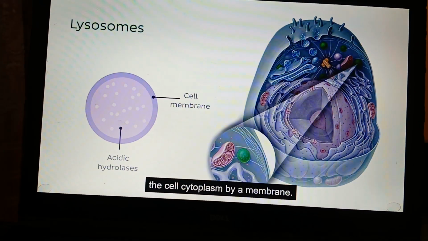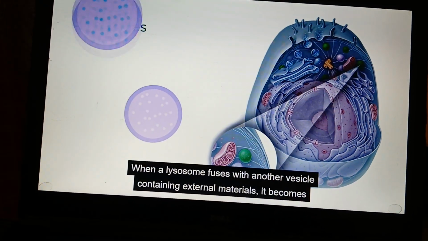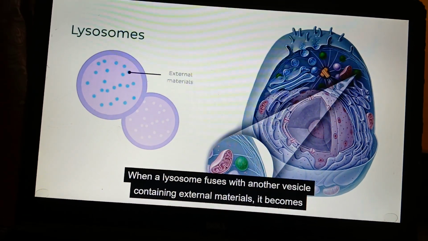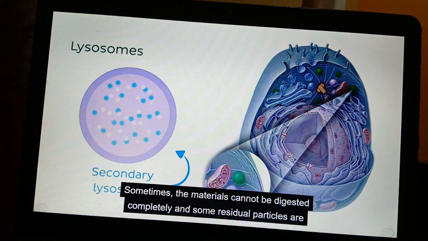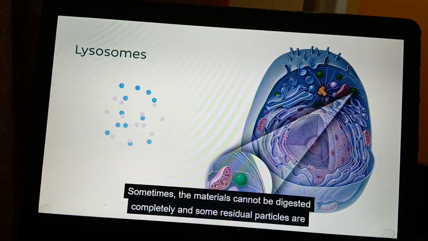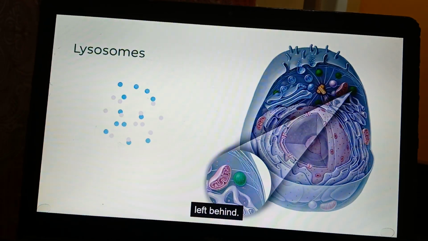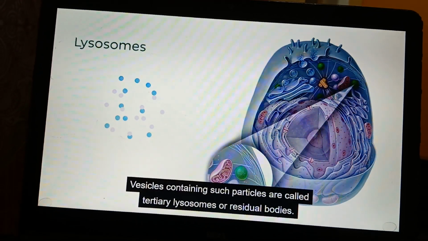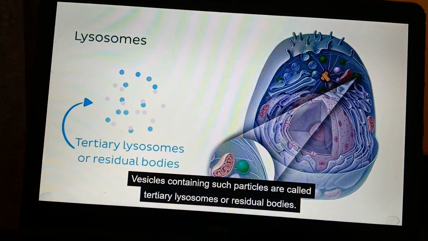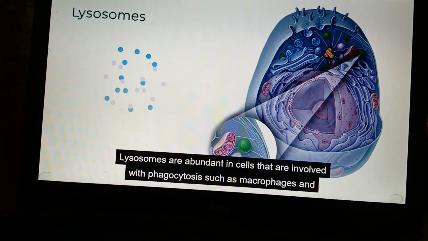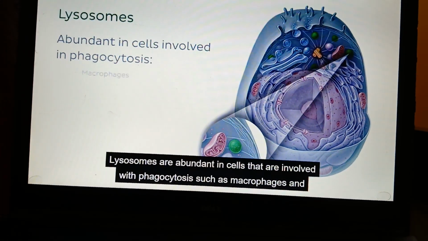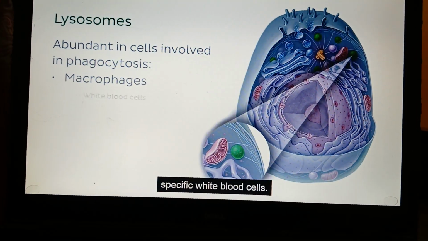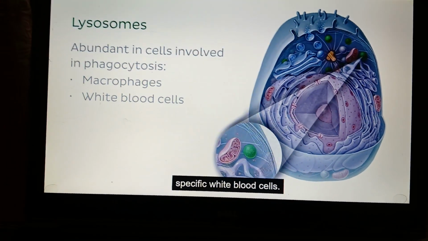by a membrane. When a lysosome fuses with another vesicle containing external materials, it becomes a secondary lysosome. Sometimes the materials cannot be digested completely, and some residual particles are left behind. Vesicles containing such particles are called tertiary lysosomes or residual bodies. Lysosomes are abundant in cells that are involved with phagocytosis, such as macrophages and specific white blood cells.